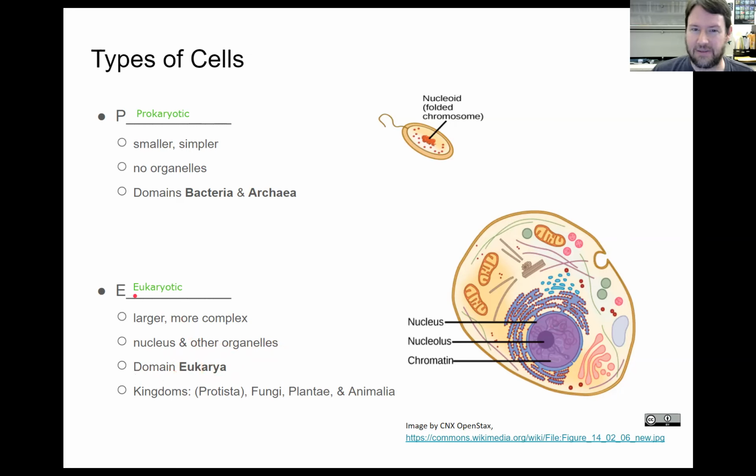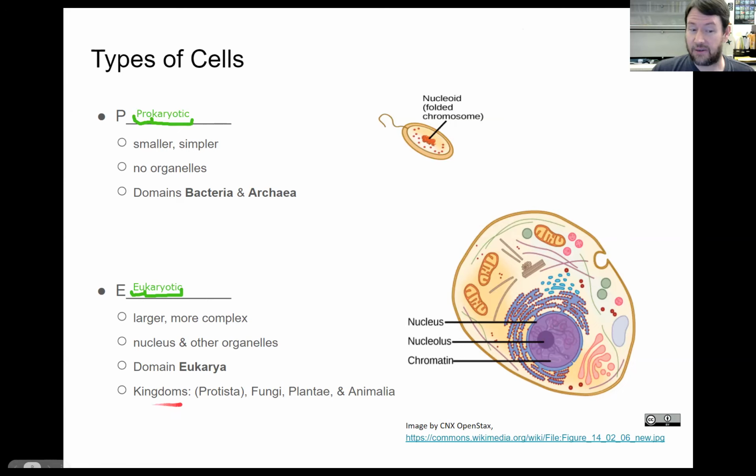Wait a minute, what do these words even mean? Well, the letters EU means true, and karyon means kernel or nucleus. So eukaryotic means true nucleus, right? So they really do have a nucleus. Prokaryote means like before the nucleus. So there's no true nucleus. They have this nucleoid region where the DNA lives, but they don't have a true nucleus. Okay.